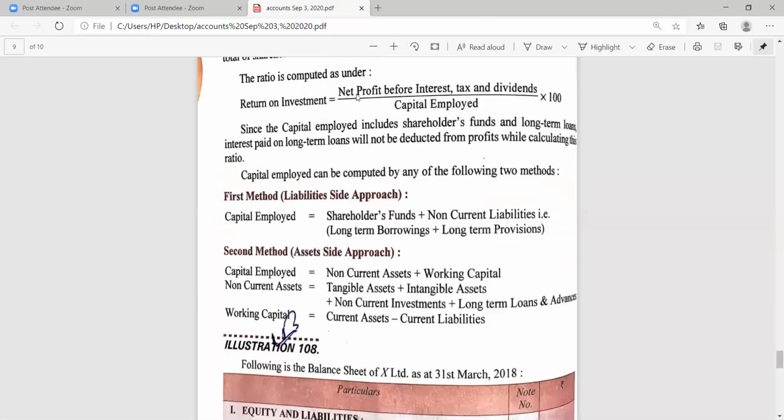Please mind it, you have to consider the profit before interest, and don't forget it is before interest, tax and dividend. These three items will be taken into consideration while doing it. What is it? Net profit before interest, tax and dividend divided by capital employed multiplied by 100.